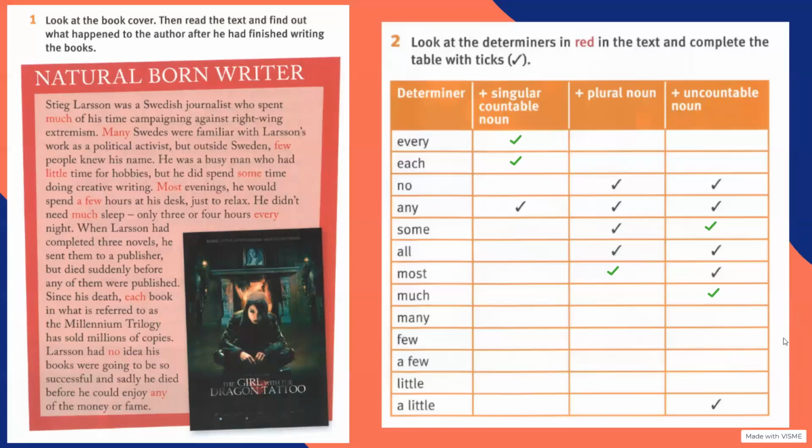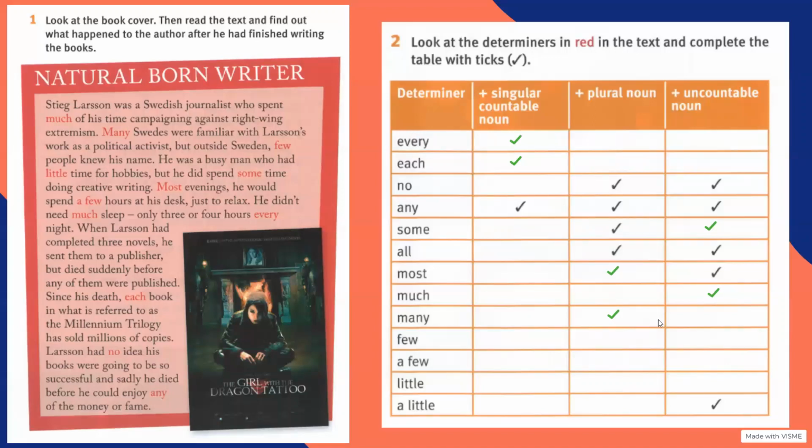It cannot be used with a singular, of course, because it denotes something that there is more of, but it cannot be used with a plural noun either. So much is only used with an uncountable noun. On the other hand, many can be used with a plural noun. For instance, in the text, we have many Swedes. One Swede, but many Swedes. And it cannot be used with an uncountable noun. So when we have an uncountable noun, we use much. And when we have a plural countable noun, we use many.